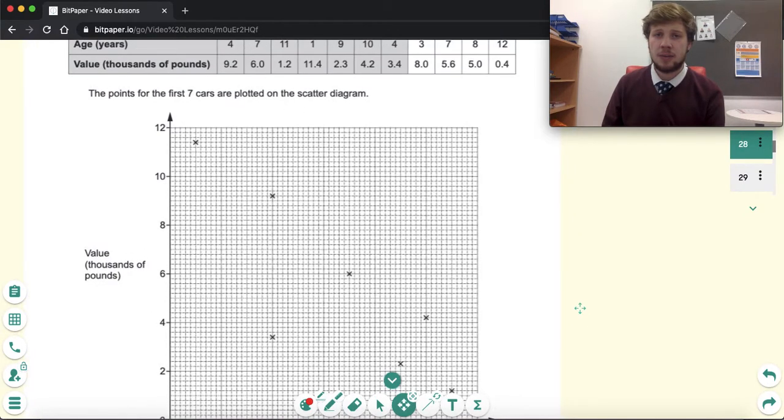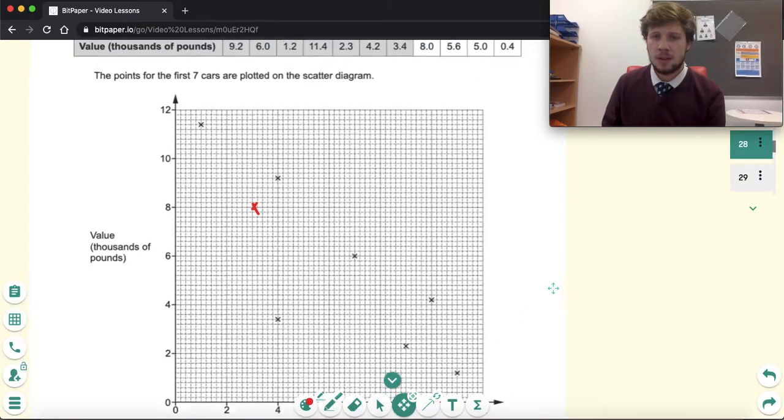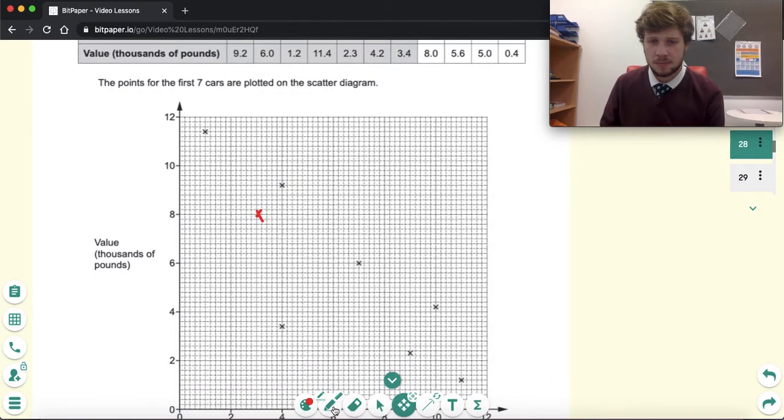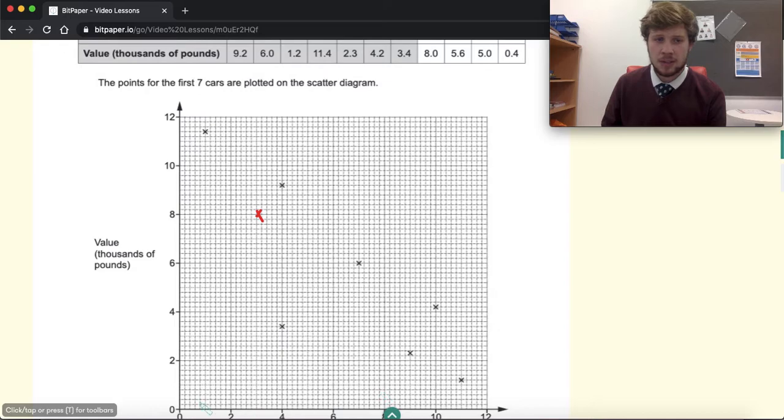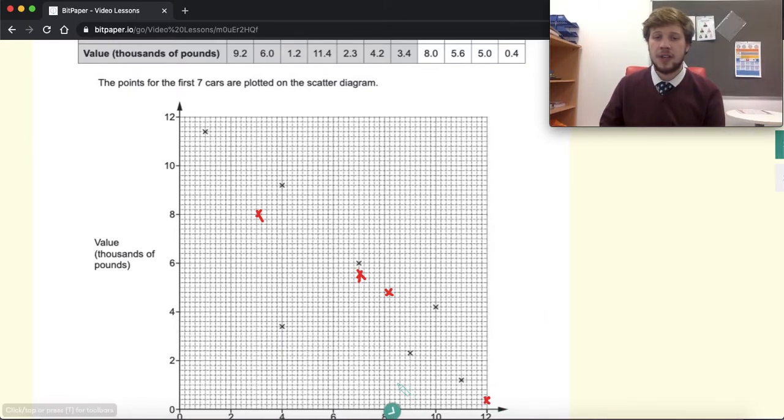So the first value we had was 3, 8. So I'm going to go across to 3 and 8, which would be about here. The next value was 7 and 5.6, I believe. 7 and 5.6. So I'd go to 7 years, which would be in between them, and 5.6, which would be about here. Then it was 8 and 5, which would be halfway in between them, so like here. And lastly, 12 and 0.4, which would be here. That would be my first step.